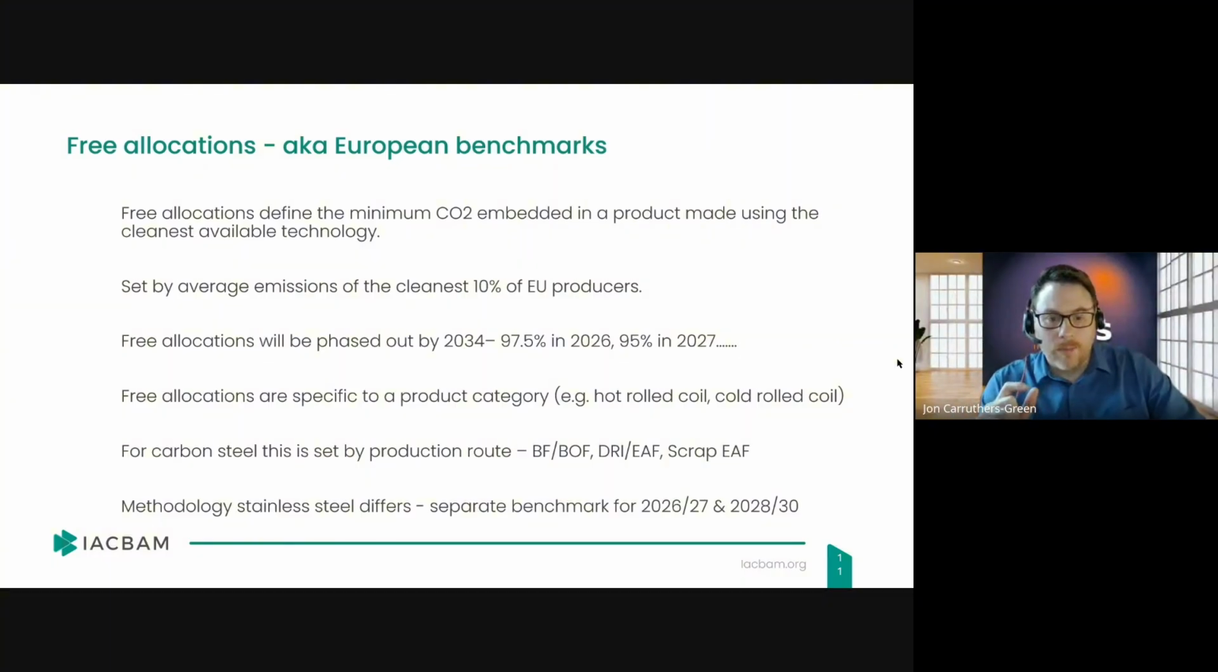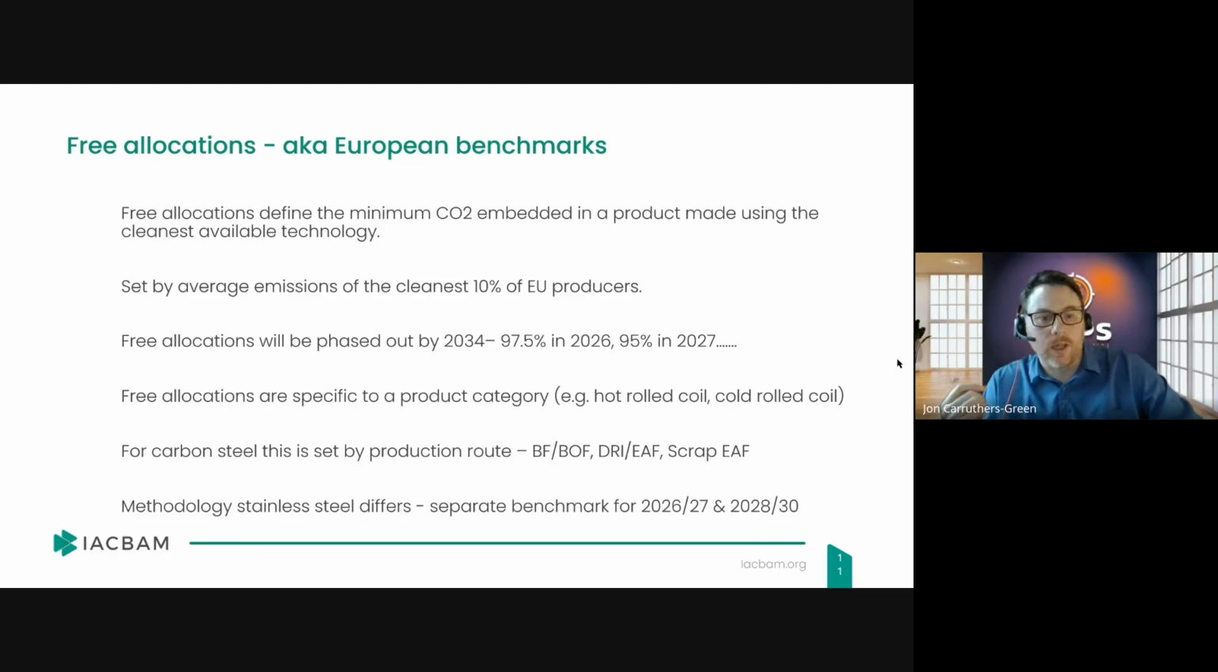Just to complicate things a little bit further, because it's not already complicated enough, there are 3 different free allocation values for carbon steel. And that's all set depending on the production route of the steel made. So we've got one for the blast furnace, basic oxygen furnace route, we've got one for DRI, and then a final one for scrap. And each one of those is slightly lower than the other.